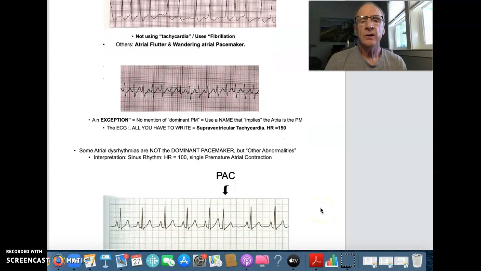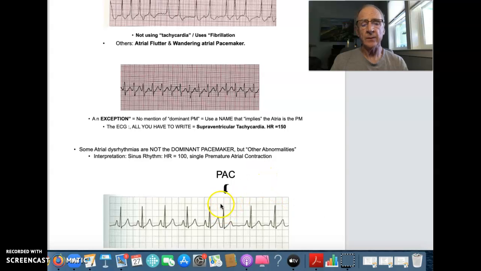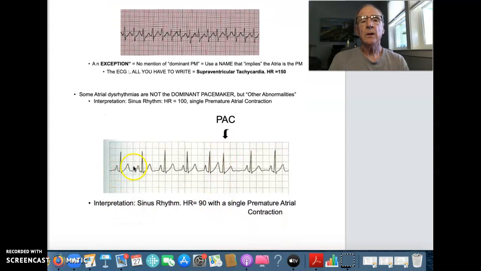However, sometimes you can have an atrial dysrhythmia in an ECG strip that has another dominant pacemaker. Here's an example. We're asking you to interpret this ECG. First thing you do is you say, what is the dominant pacemaker? Well, in this case, the dominant pacemaker is the SA node. So this is a sinus rhythm.